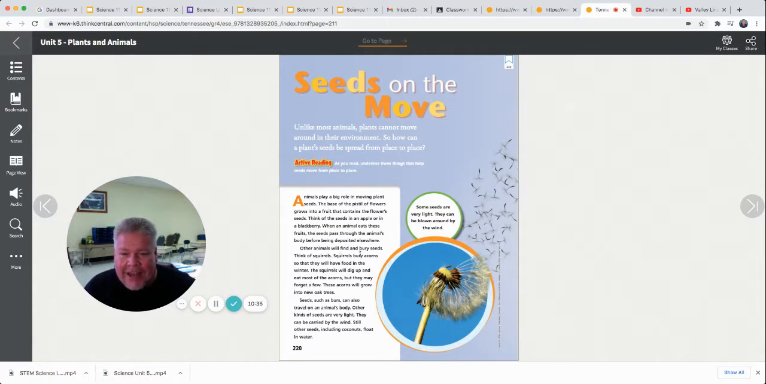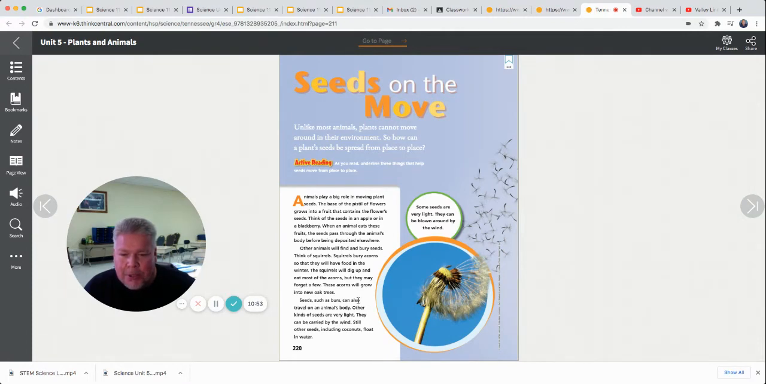Other animals will find and bury seeds. You've seen squirrels burying seeds in the ground. Squirrels bury acorns so they will have food in the winter. The squirrels will dig up and eat most of the acorns, but they may forget a few. These acorns will grow into new oak trees.